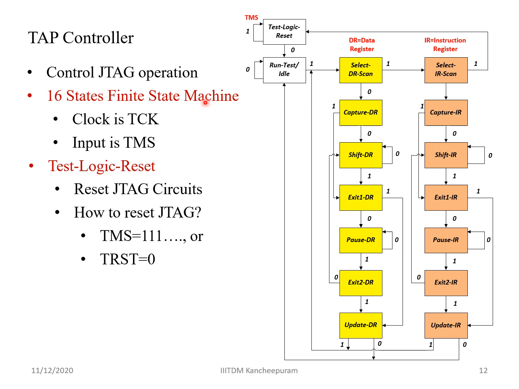So what does the TAP controller do? It controls the JTAG operation. There are 16 states in the machine: 8 instruction states and 8 data states. This is the data state and this is the instruction state. You know what an instruction is and what data is, based on your microprocessor, microcomputer, microcontroller knowledge, right? 16 states, TCK is a clock, TMS is an input. How to reset a JTAG? Is it a series of ones? It'll get reset. You have to analyze it yourself. Or if you have a TRST pin, make it zero and it'll reset. That's it, this is the logic reset.